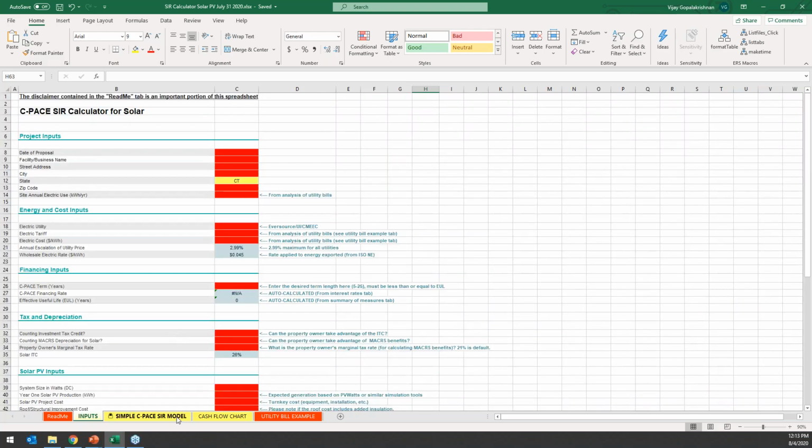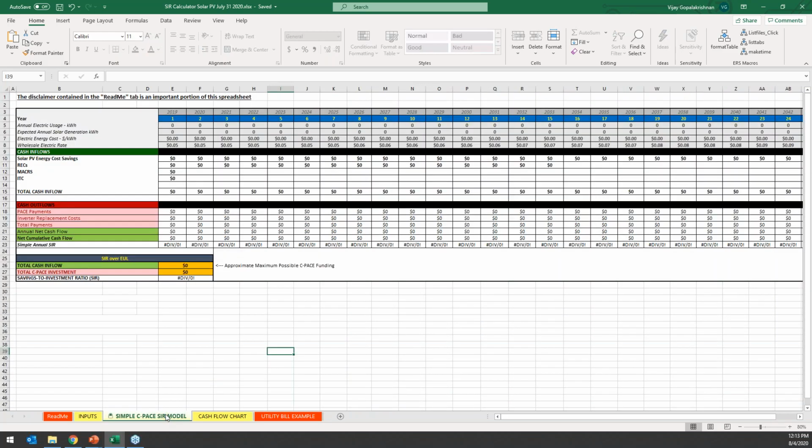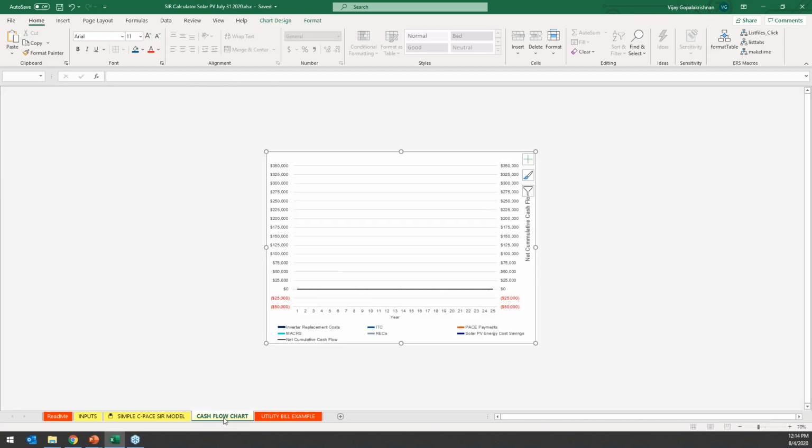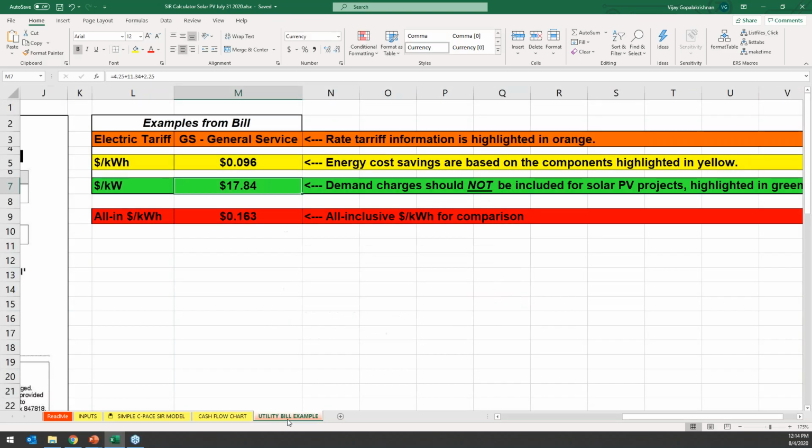It's right here. The simple CPACE SIR model tab is where the calculations take place for cash inflows and cash outflows. There's only one row in this entire tab that you will be filling, which is the inverter replacement cost if necessary. The cash flow chart, so once we populate the project, you'll see the cash flow chart. Actually, this you can use directly in your marketing material if you would like, but it just presents the cash flow over 25 years and allows you to visually look at how the project plays out once you enter the data. And then we have a utility bill example.